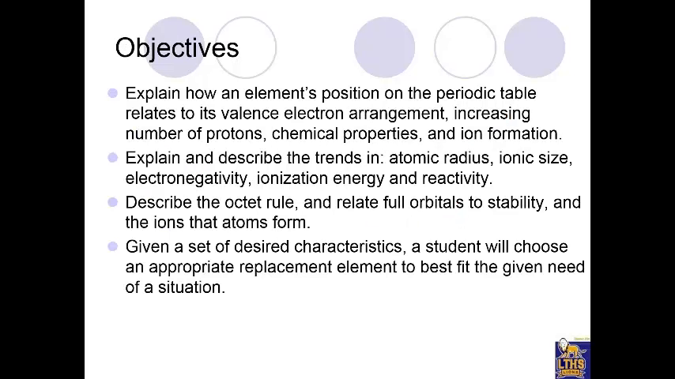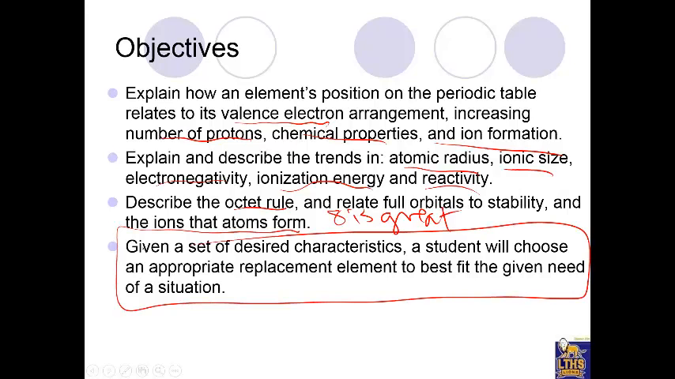It's the bullet points again, the objectives. Hopefully you remember these for centuries. On the periodic table, you find valence electrons, protons, chemical properties, ion formation. Can you describe atomic radius, ionic size, electronegativity, ionization, and reactivity? Hope so. What about that octet rule? 8 is great. Full orbital, stability. We will practice this one in class.